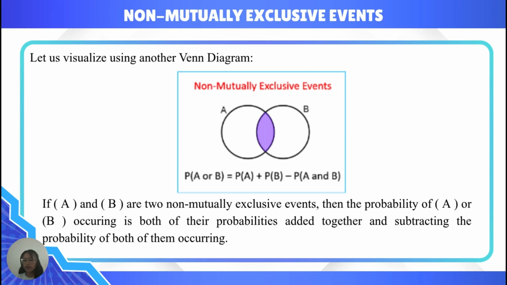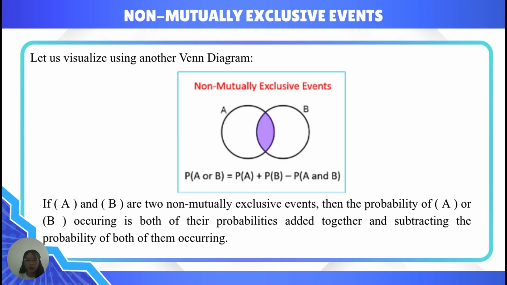To solve the probability of non-mutually exclusive events, we use this formula. Probability of A or B is equal to the probability of A plus the probability of B minus the probability of A and B. If A and B are two non-mutually exclusive events, then the probability of A or B occurring is both of their probabilities added together and subtracting the probability of both of them occurring. First, we add the probability of event A and event B. Then, we subtract the probability of both events happening together. We subtract the overlap because it was counted twice when we added the two probabilities.